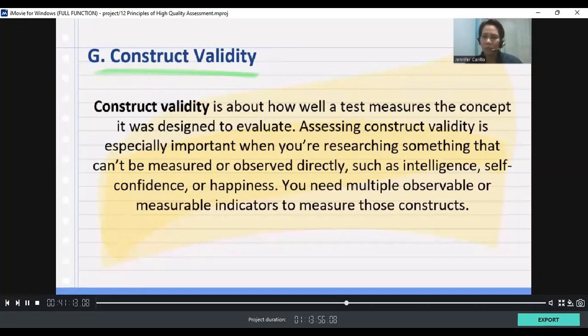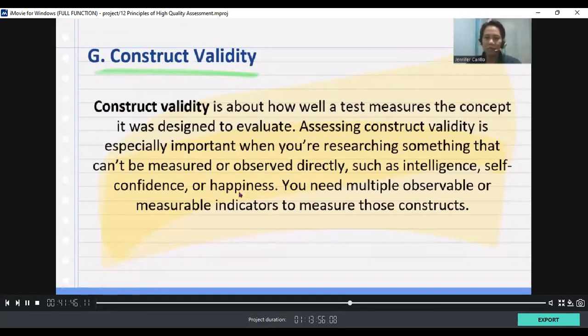You need to measure intelligence in a way that it can be measured. So you will need to construct your test so that it will surely measure the intelligence of the students. You will also need to construct a test that will focus only on self-confidence or happiness, motivation, attitude, personality. So it depends on what you want to assess.